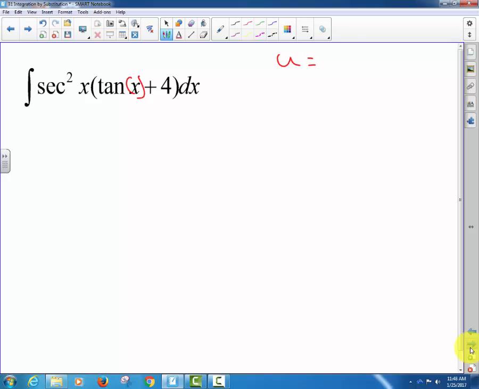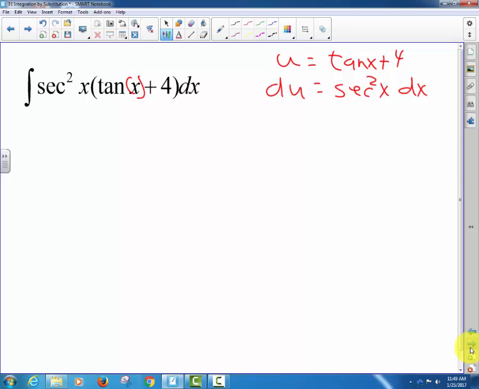Should your u be x? Should it be secant squared x? Should it be tan x? Should it be tan? What do you think? Mary says tan x plus 4. Why, Mary? Because what are you going to get if you take the derivative of tan? If we go back and remember, or we look it up, we get secant squared x dx.